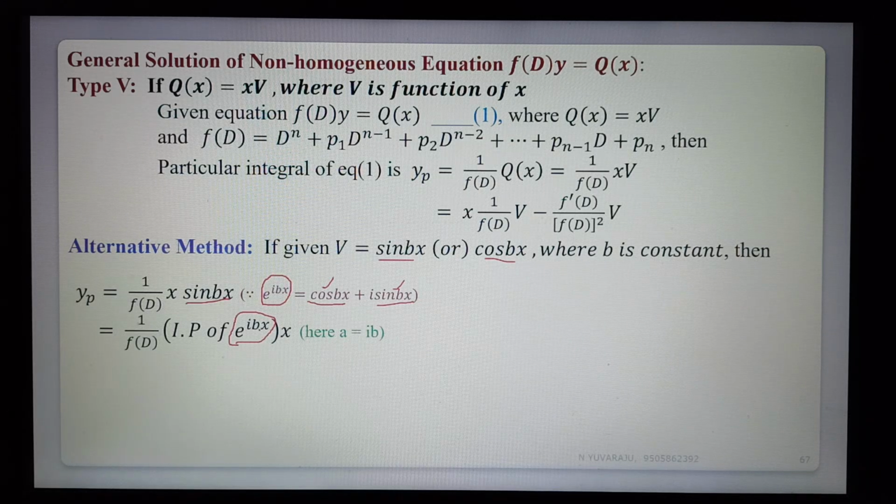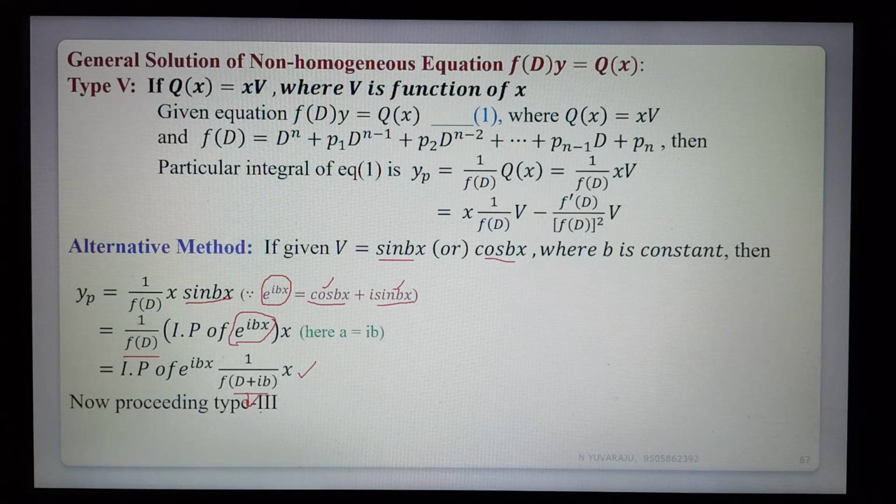Here a is replaced by ib, and D is replaced by D plus ib. That is equal to the imaginary part of e power ibx in front of 1 by f of D plus ib into x. Now, proceeding, this is again of the form 1 by f of D into x power k, so we proceed with type 3.